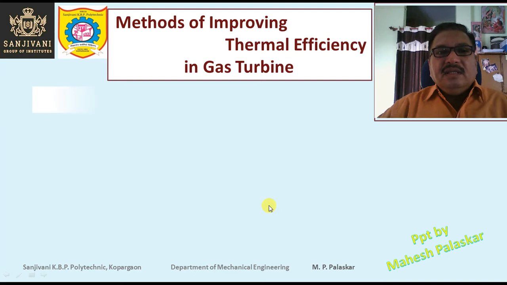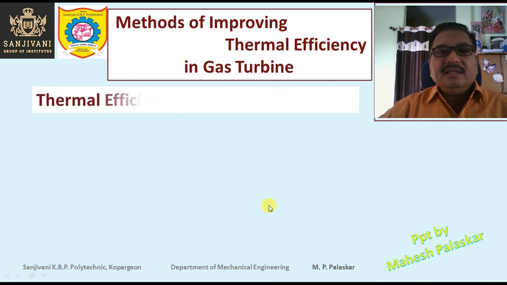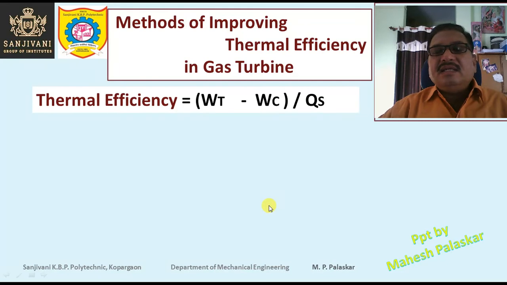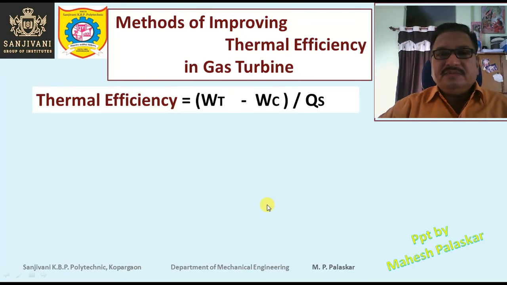So, the thermal efficiency is the ratio of the output upon input. Thermal efficiency is equal to output upon input. The output is nothing but the net work. In case of the gas turbine, the net work is nothing but the output. So net work means the work output of the turbine minus the work required by the compressor. So that is the net work output or the desired output, the power output.